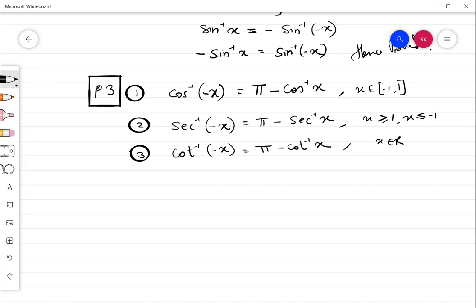If you remember, the range of cos inverse is 0 to pi. Sec inverse is 0 to pi except pi by 2. And cot inverse is 0 to pi in the open interval. So because of this, these three are related. And since the final answer is in the first and second quadrant, that is, it is between 0 to pi, to get it in the second quadrant for negative values, we do it like this, pi minus whatever.